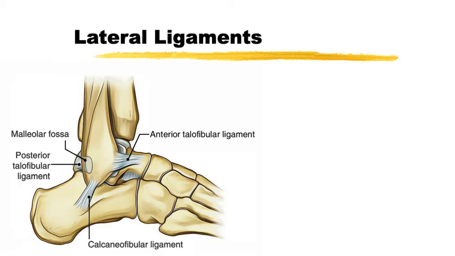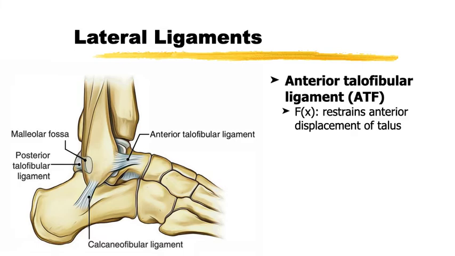Our lateral ligaments. These are the ones that get sprained with an inversion ankle sprain. And the first one is the anterior talofibular ligament. Again, with anatomy, the name typically tells us where something is located. So this is on the anterior, or the front of the ankle, and it connects the talus to the fibula.